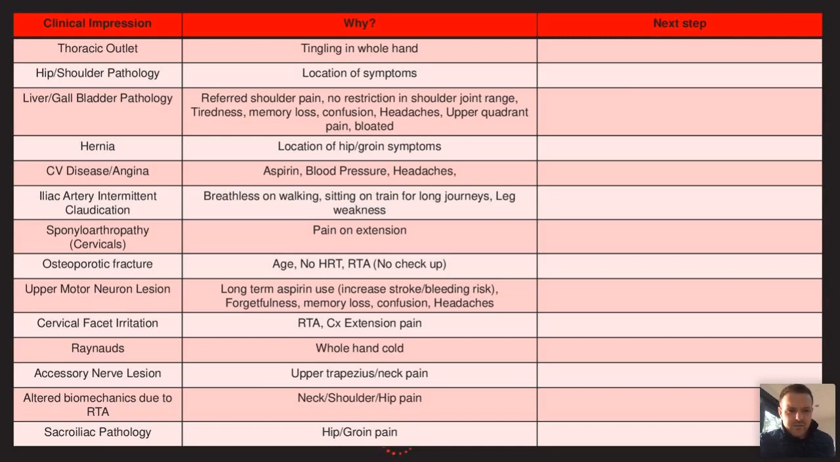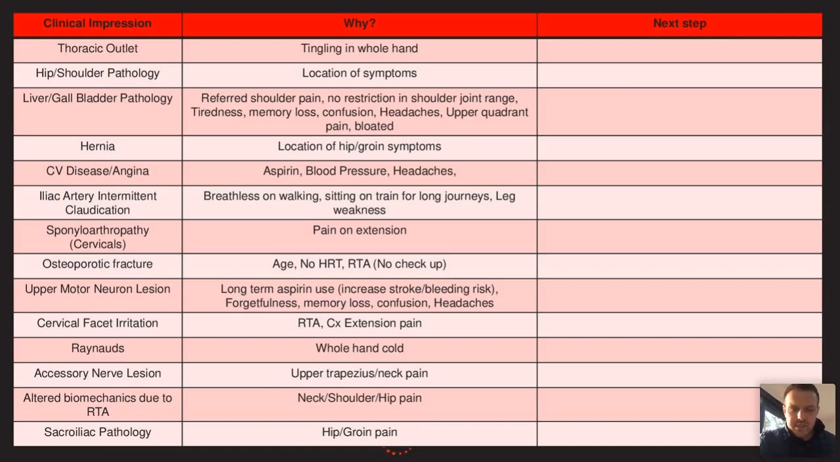We've got the risk of osteoporotic fracture as well. Some people picked up on her age, the fact that there was no HRT. She had a road traffic accident as well, and there was no checkup. So that's a bit of a risk. So we've got a few things, and the pain in the neck as well. So maybe that's been brought about from that road traffic accident because of her osteoporotic risk potentially.